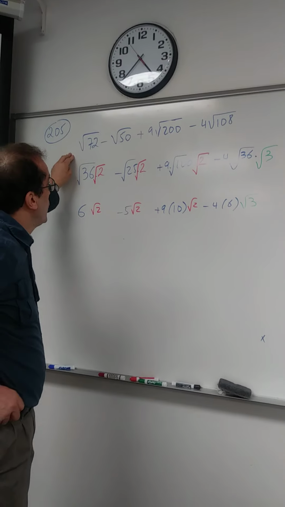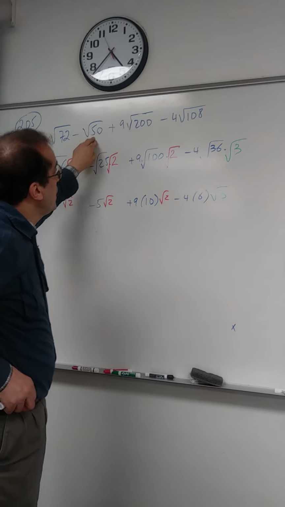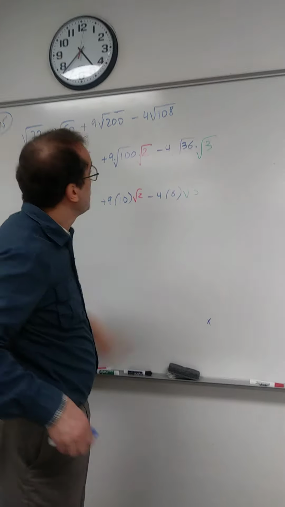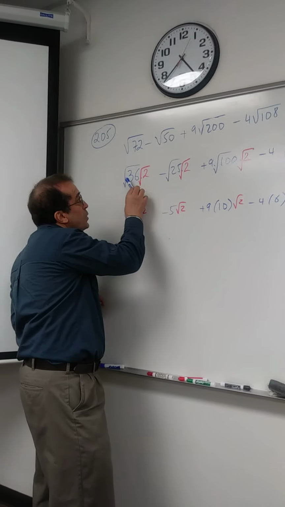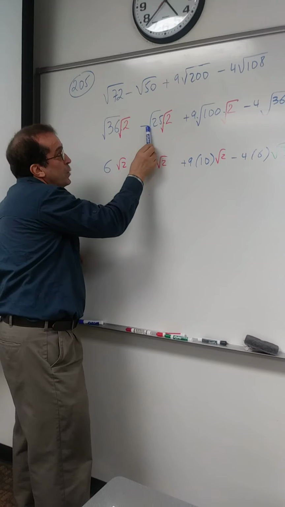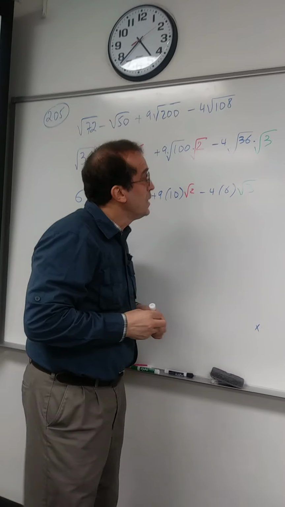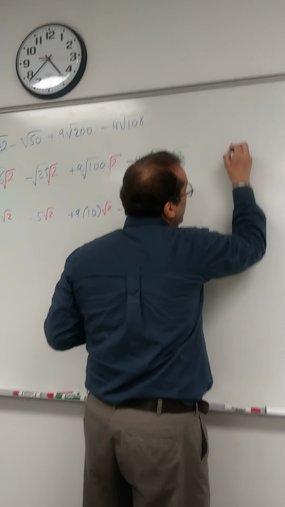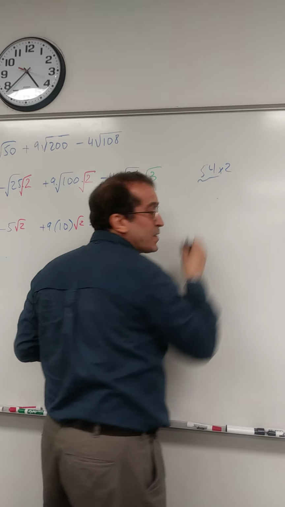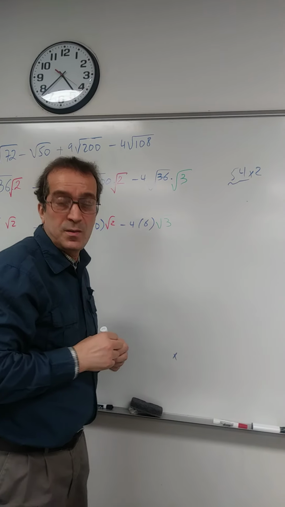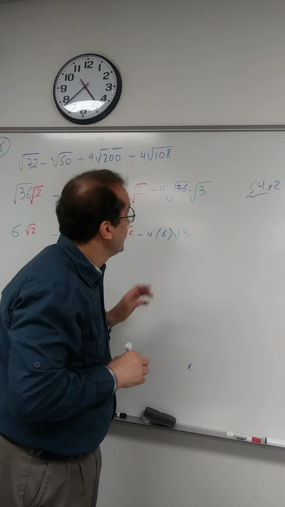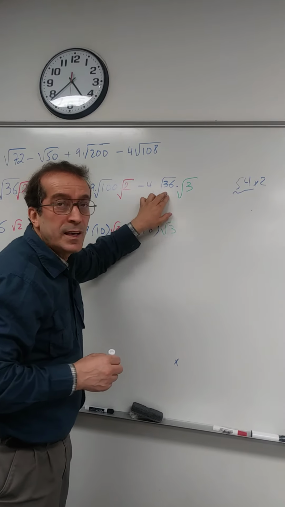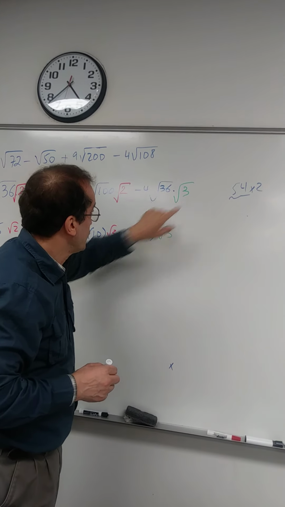In this example, we have square root of 72 minus square root of 50 plus 9 times square root of 200 minus 4 times square root of 108. Okay, 72 can be written as 36 times 2. 50 is 25 times 2. 200 is 100 times 2. Now for 108, if we want to write it as 2 times something, it'll be 54 times 2. But 54 doesn't serve us any purpose because 54 is not a perfect square. So we can't write it as 54 times 2. We're going to have to write it as 36 times 3 because 36 is a perfect square. I wrote it in a different color here in green.